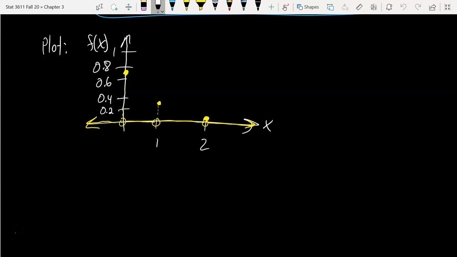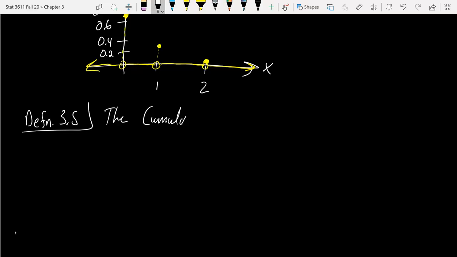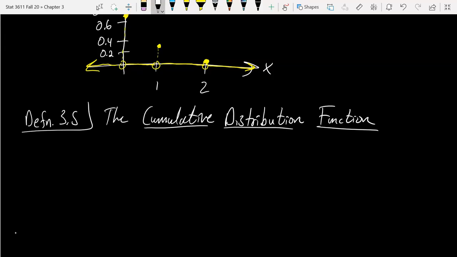All right, welcome back. And let's talk about cumulative distribution functions. So let's take a look at definition 3.5. The cumulative distribution function, abbreviated CDF.